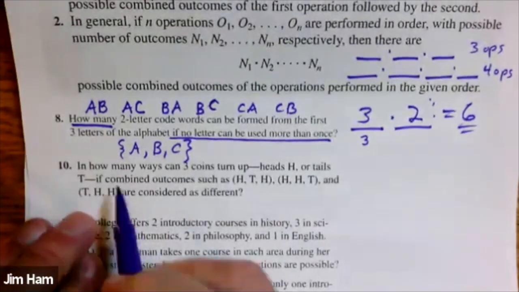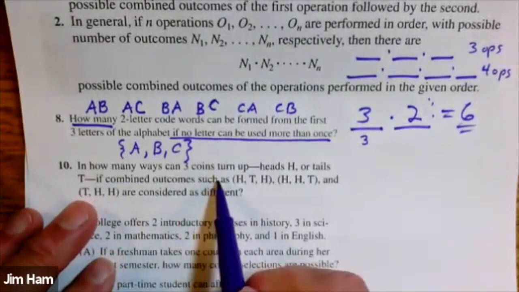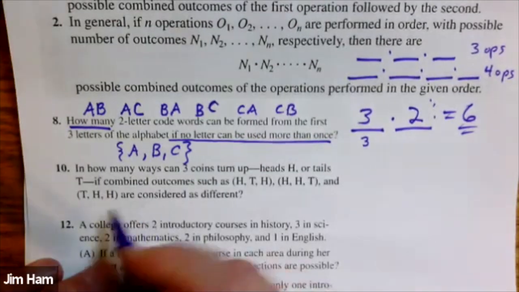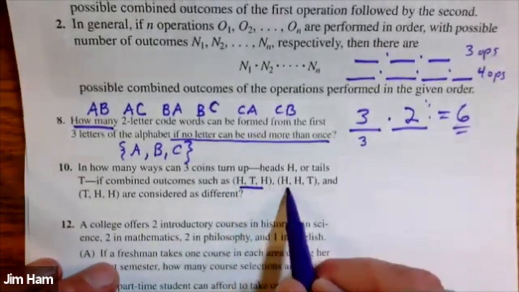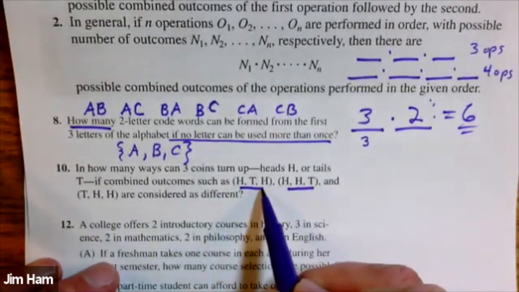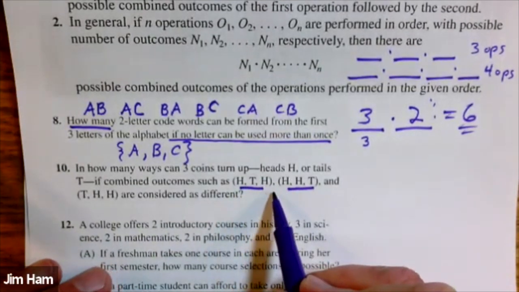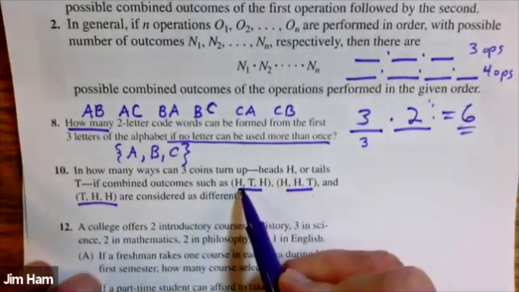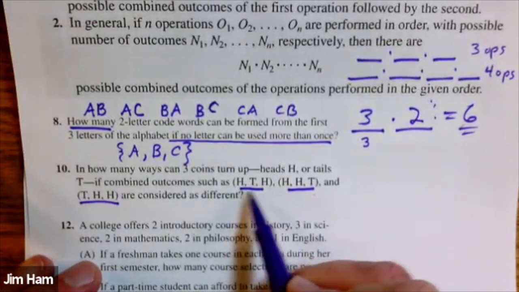All right, the next one. In how many ways can three coins turn up? If you flip three coins, how many different ways can they turn up? Let's suppose that one's a penny and one's a nickel and one's a dime, so they're different. So what they're saying here is that these are different outcomes, even though they both have two heads. Even this one has both heads. They're different because they are ordered, and order is important here.